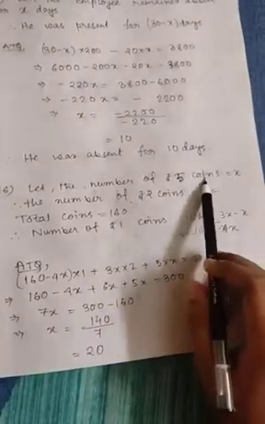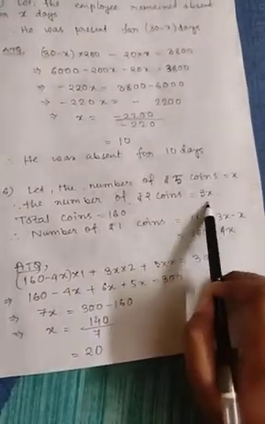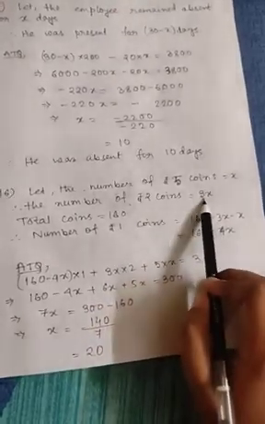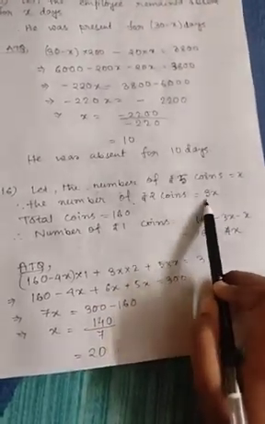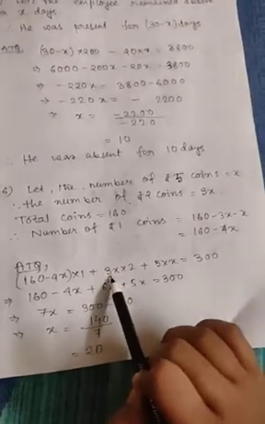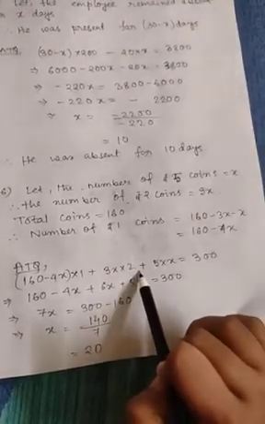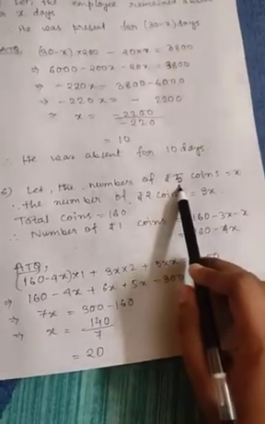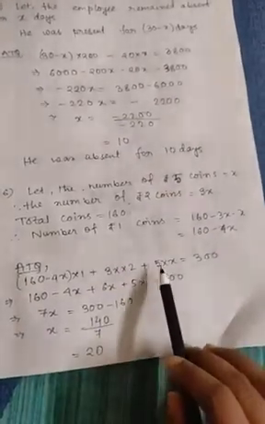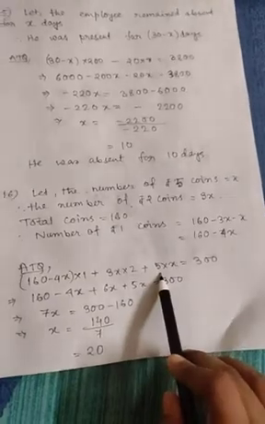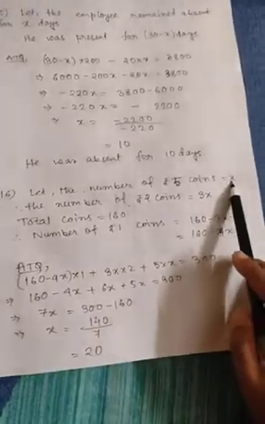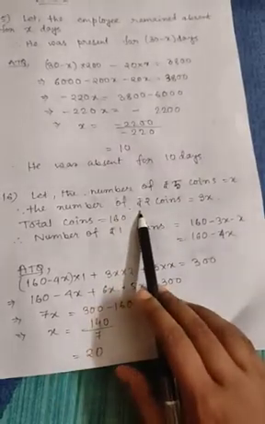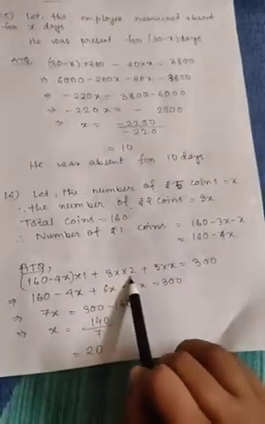Okay, how many rupees 2 coins are there? 3x rupees 2 coins are there. So in 3x rupees 2 coins, how much amount is there? 3x into 2 rupees, that much amount is there. Okay, and in x rupees 5 coins, how much amount is there? x into 5 rupees. Okay, in total x coins of rupees 5, and in total 3x coins of rupees 2, there is a total of 3x into 2 rupees.